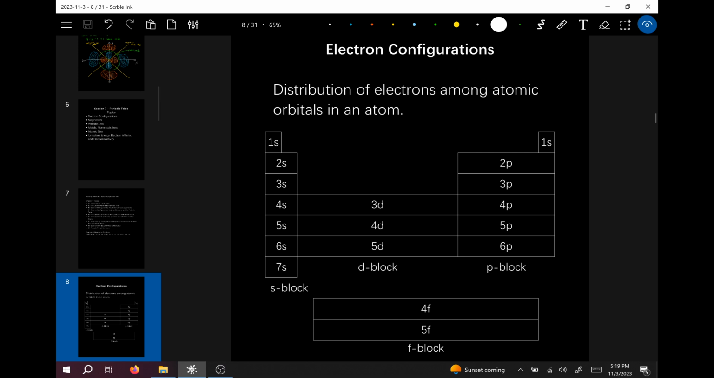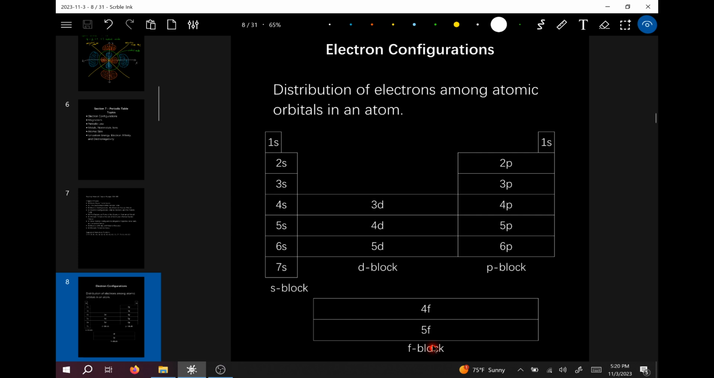And in fact, the periodic table is divided up into sections. We have the s block. These are elements that have s orbitals. D block, these are elements that have d orbitals. P block, elements that have p orbitals. And then f block, elements that have f orbitals.